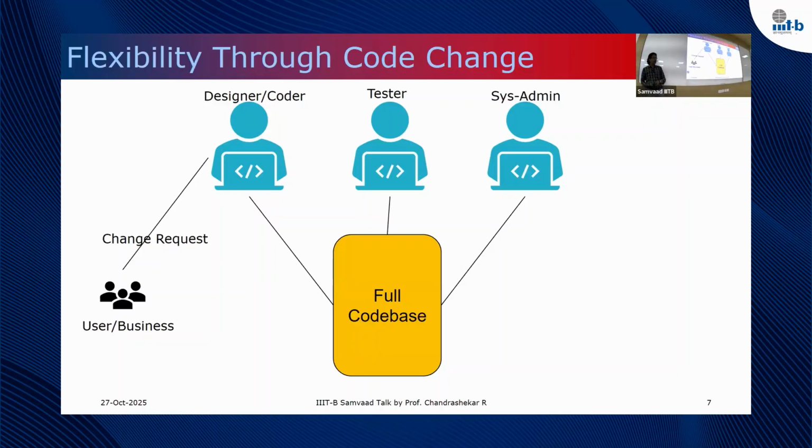One is the very mundane way of doing it. At the end of the day, flexibility means how the software behaves and reacts to any changes that are required. There is some user or business change request that comes up. It typically goes to the designer and the coders, and they work with the entire code base. The footprint of change is the entire code base. I may be changing only 10 or 15 lines of code, but at the end of the day, the entire code base is exposed.